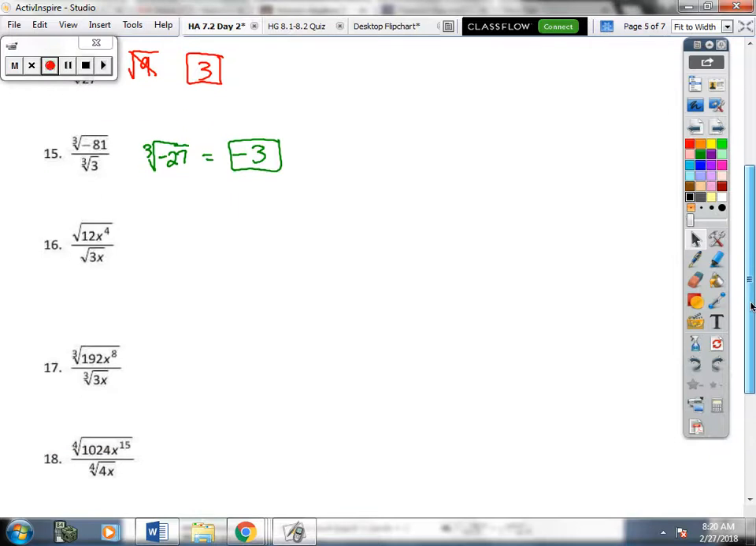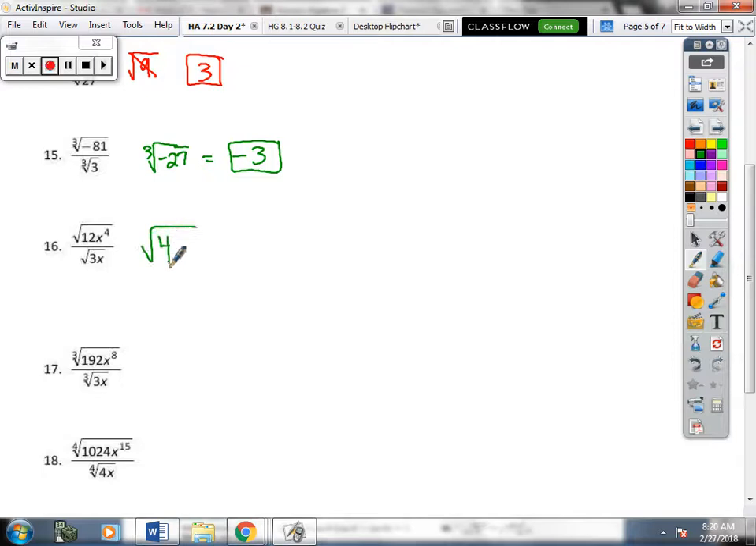Now let's throw in some ones with variables and numbers. So we can still divide the numbers. 12 divided by 3 is 4. We'll keep it under a root. Now what do I do with the exponents here to divide x to the 4th divided by x? Austin? Subtract them. So we have a little imaginary 1 there. So 4 minus 1 will get me x cubed.